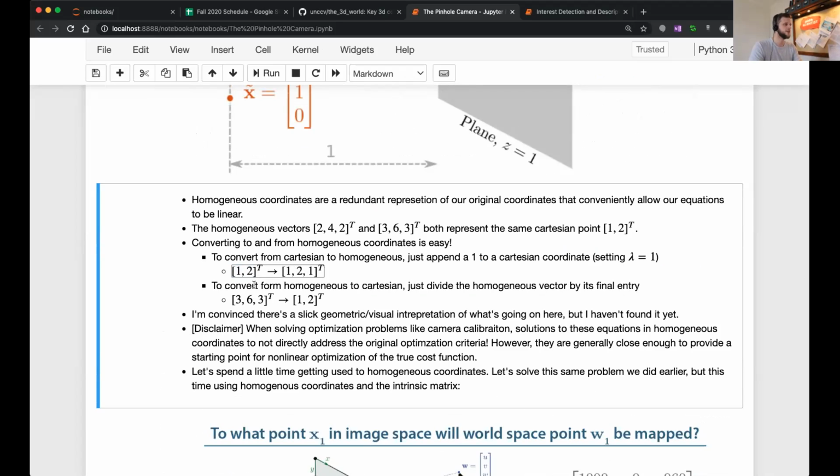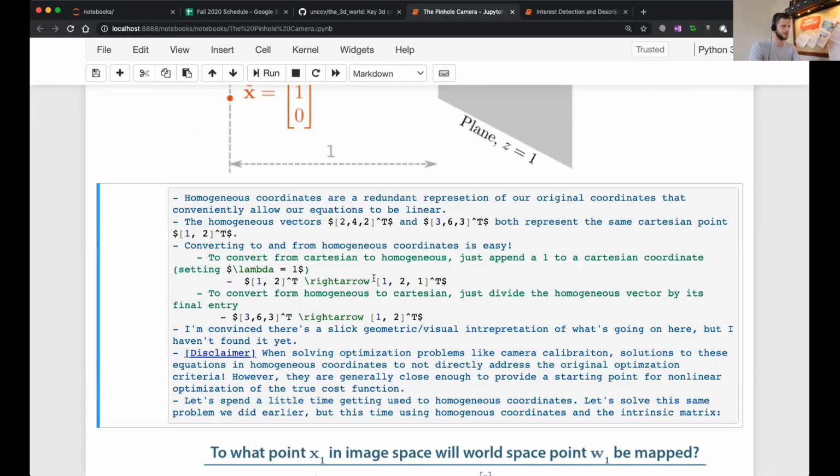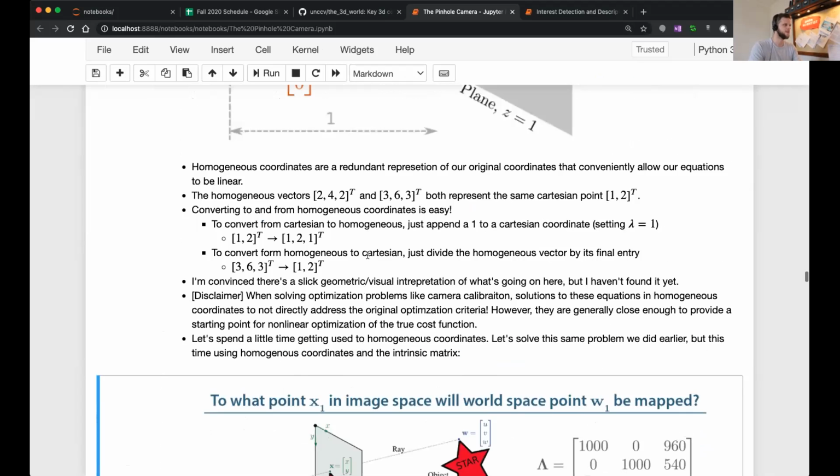If you want to convert from homogeneous back to Cartesian, which is what we're using by default in this course, you take a vector like this and divide the whole vector by the last value. So I have 3, 6, 3. I divide the whole thing by 3, and then I take that result and lose the last value. So 3, 6, 3 becomes 1, 2.